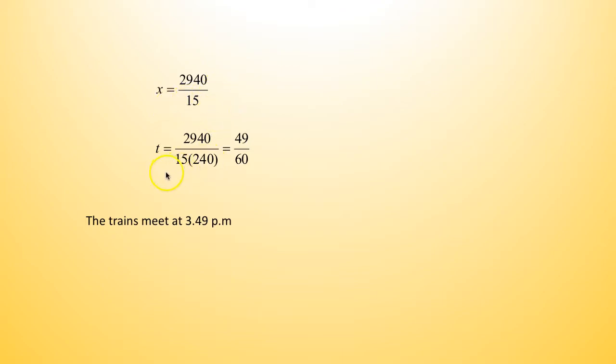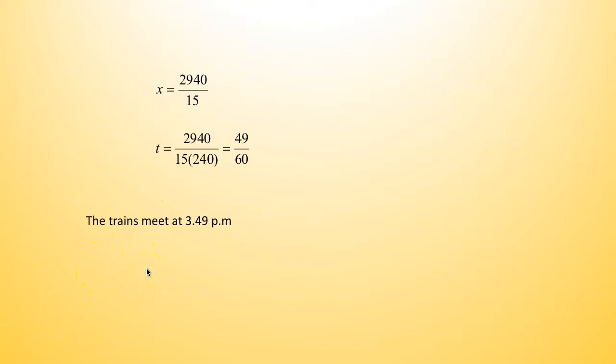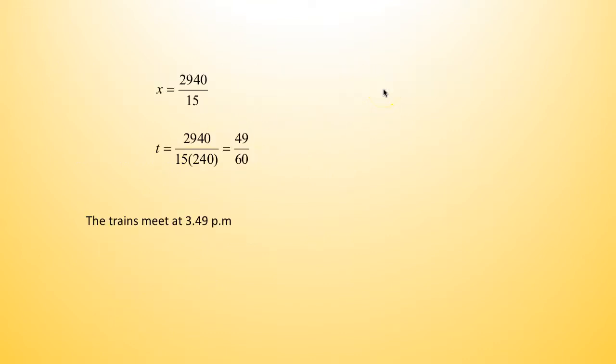So time taken, time is again distance by speed. So it is 2940 by 15, and substituting here, it would be 2940 by 15 into 240, which is 49 by 60. And going back to the problem, they start at 3 p.m. So the trains meet at 3:49 p.m.